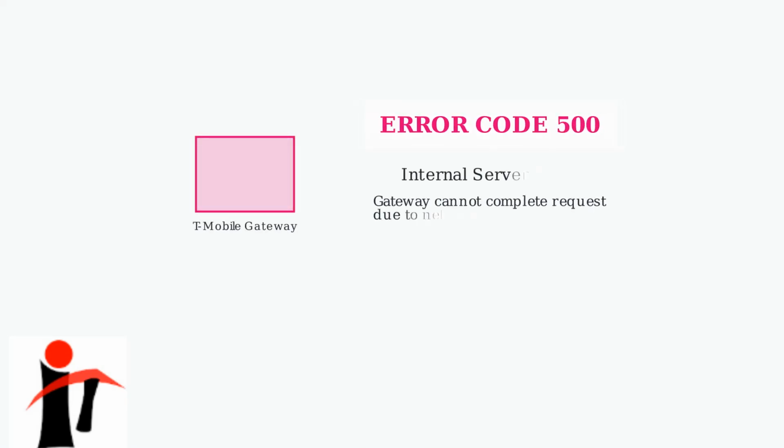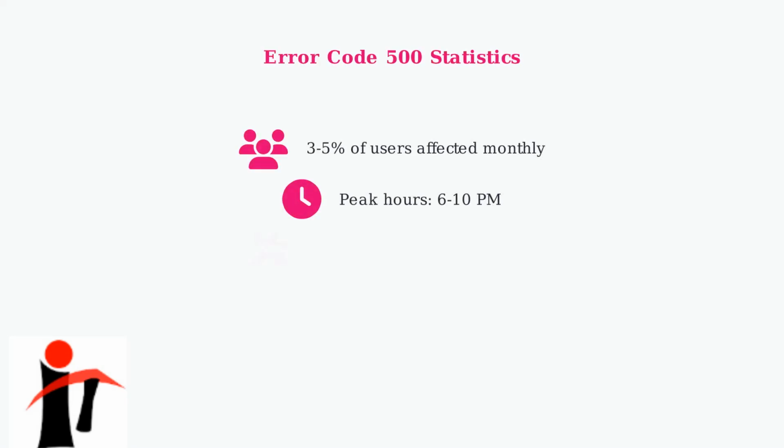Error code 500 on your T-Mobile home internet gateway is one of the most common technical issues users encounter. This error indicates an internal server problem that prevents your gateway from completing its connection request. This error affects approximately 3 to 5% of T-Mobile home internet users each month.